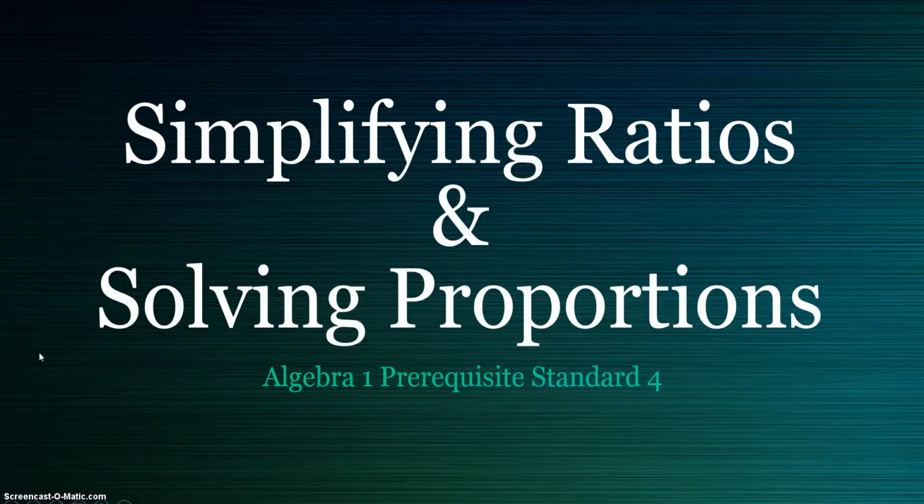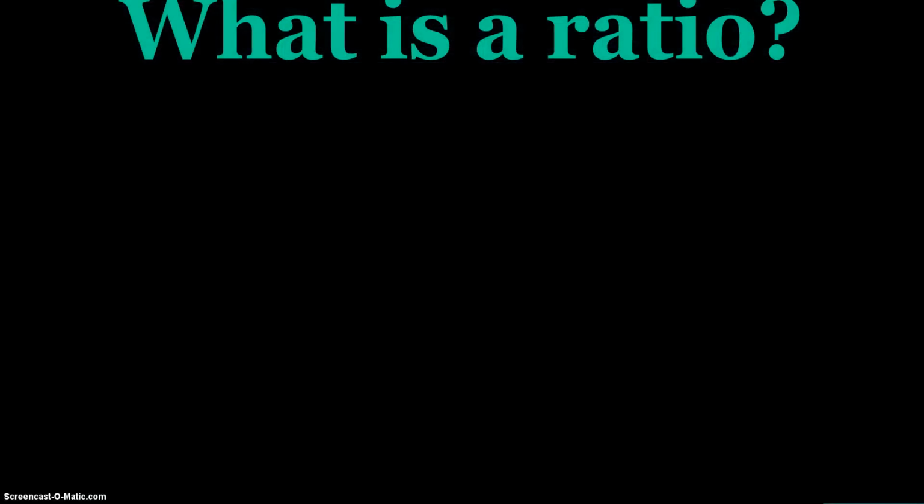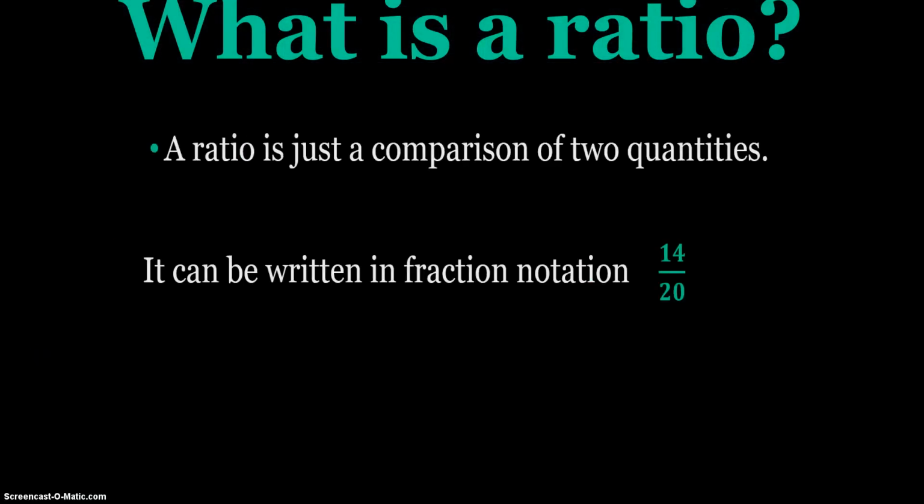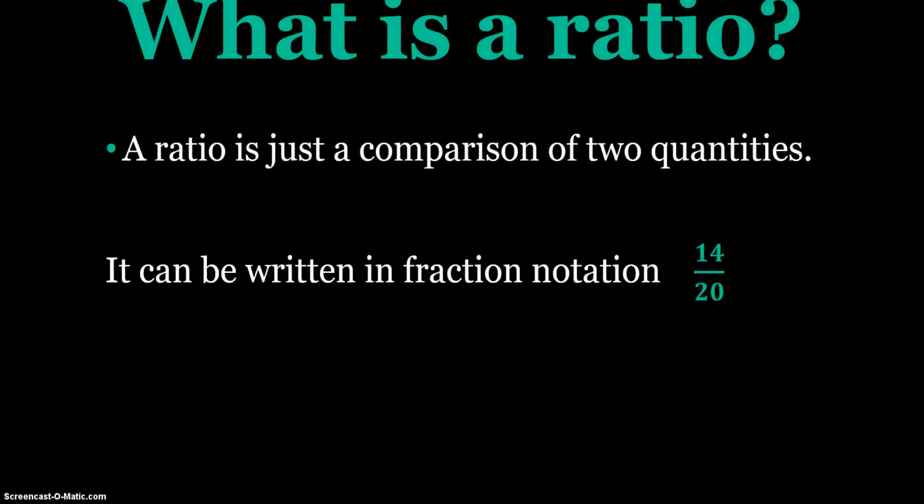The fourth thing you need to know for algebra is to simplify and solve ratios and proportions. So let's talk about what a ratio is. A ratio is just a comparison of two quantities. It can be written in fraction notation, like 14/20.